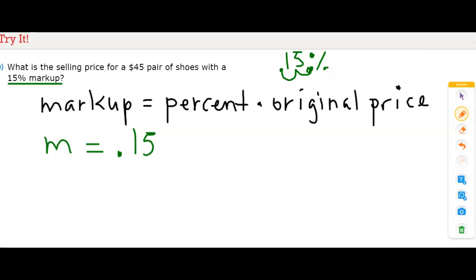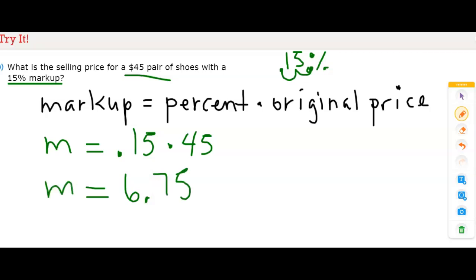All right, back to the problem. So 15% times the original price is $45. They give us that here. So now all we simply have to do is multiply the 15% times the $45, and we get 45 times, it's going to be 6.75 is what the markup is.